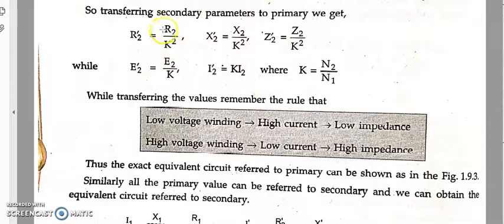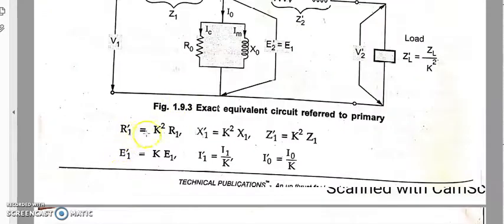If it was divided, now it becomes multiplied by k square. If it was divided by k, it will be multiplied by k. If it was multiplied by k, it will be divided by k. If you remember one, the others will be the same. You can see here R1 dash is equal to k square times R1, and if you remember this formula, then X1 dash and Z1 dash will also be the same. Then E1 dash is equal to what?